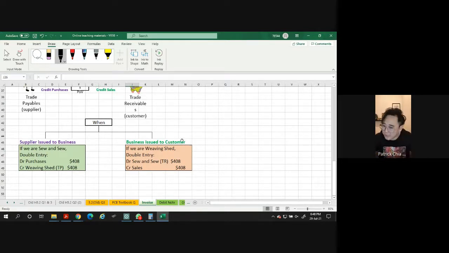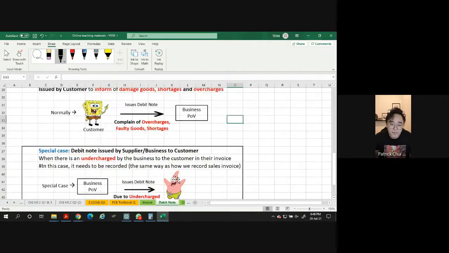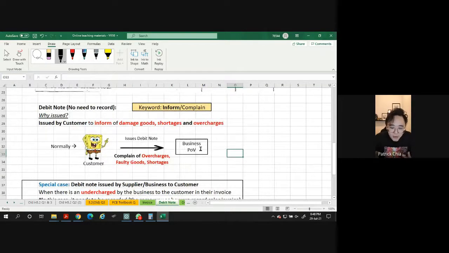So I want to summarize with you all. Let me just summarize the whole thing. The rest you can read for yourself. But let me also tell you about the debit note. Yeah, the debit note is a bit special. A lot of people are always confused about the debit note. You guys are always confused about it. I don't know why.